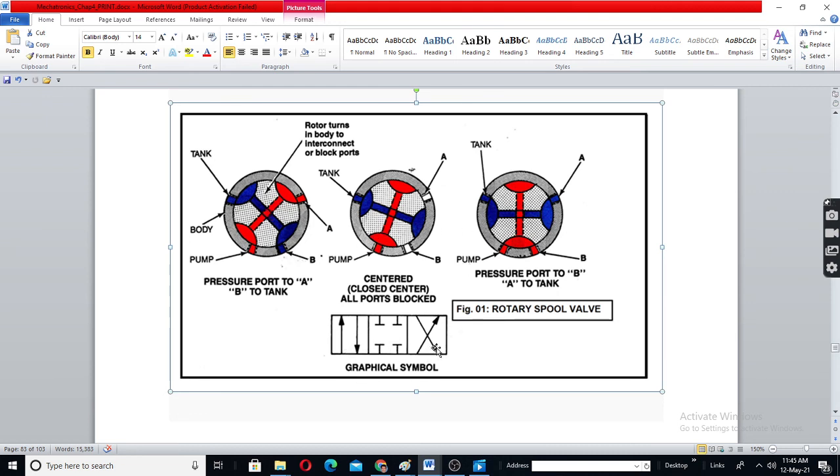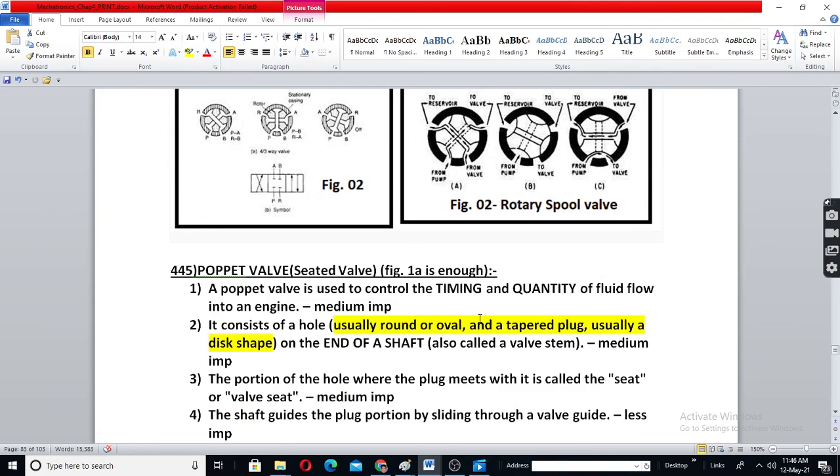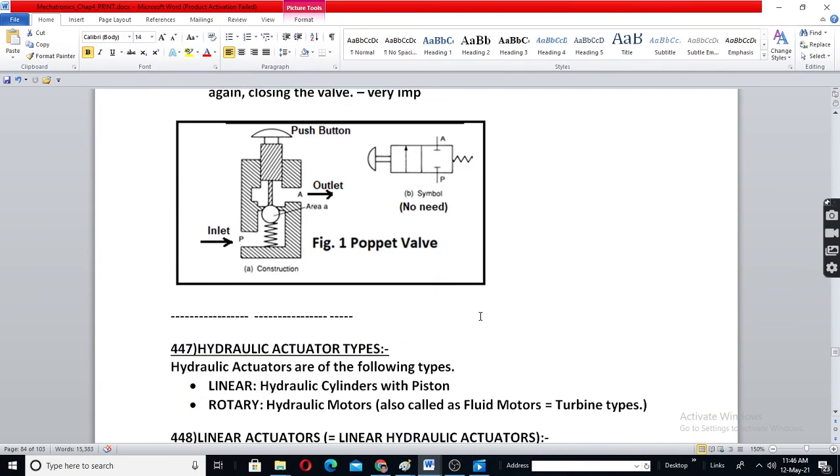So left, right, and center means middle. Middle means you have no flow. So left means you have from here to here, where P to A and B to tank. Here we have opposite. P to B, and A to tank. So like that. More figures are given. You need not bother about those.